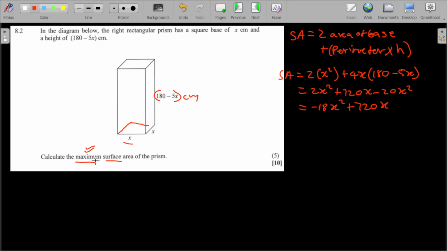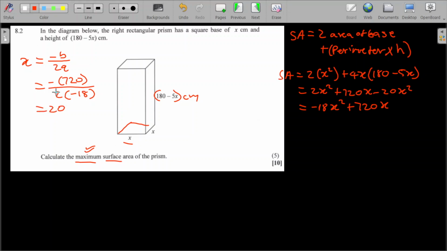Remember, the very important word is maximum. Now, we need to look at this as a parabola. So in a parabola, how do you find the maximum? First, we find the x value of the maximum, which is the turning point of the parabola. How do you find the x of a turning point? Remember, x is equal to negative b over 2a, which is negative 720 over 2 times negative 18, and the x here is going to give me 20.